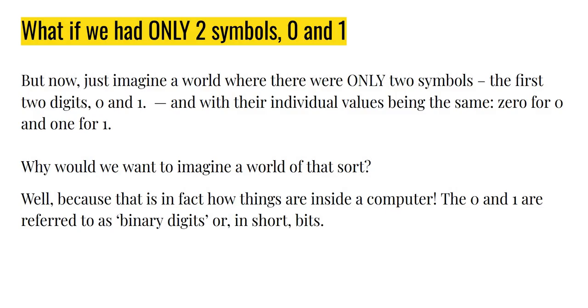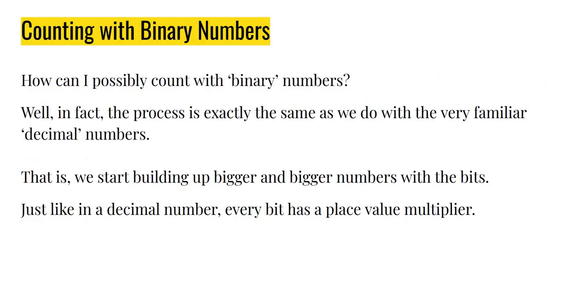Before going there, you might wonder, why would I want to imagine a world of that sort? Because remember, as we discussed, inside a computer, that is how things are. Ones and zeros, also known as binary digits, or say in short, bits. It turns out that, in fact, we can count with binary numbers. The process is exactly the same as what we are doing with decimal numbers, though in the beginning it doesn't look like that. So the way it works is exactly what we do. Start with, let's say, one digit, then go to two digits, three digits, four digits. In the same way, we start with a single bit, then go to 2 bits, then go to 3 bits, 4 bits, and so on and so forth.